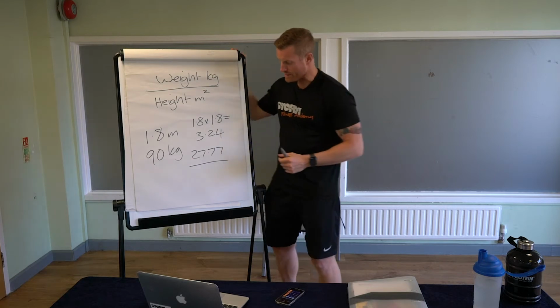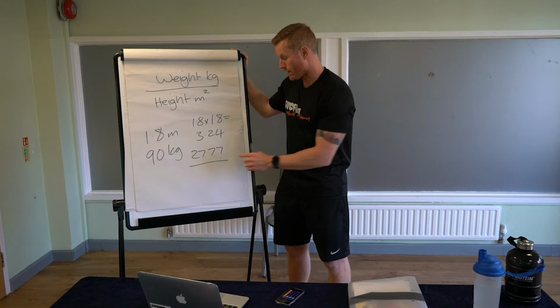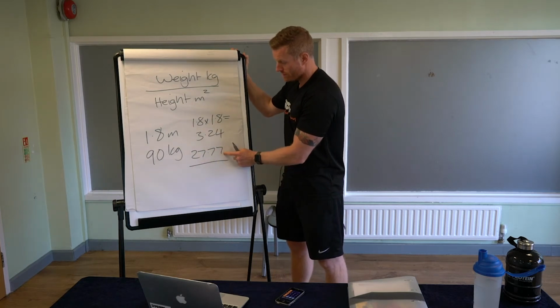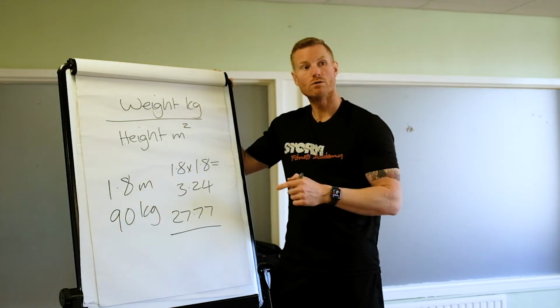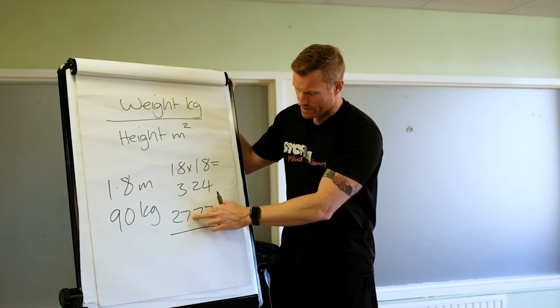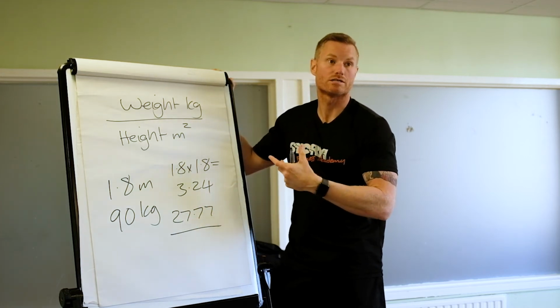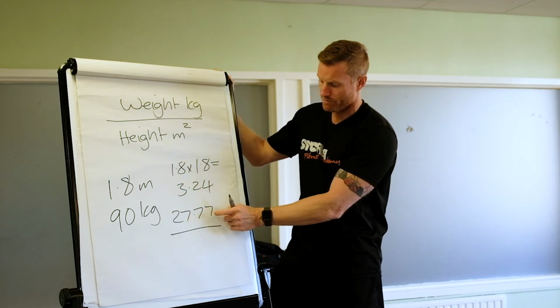Now, to categorize that, between 25 and 30 is overweight. So this would suggest that this client is overweight. If it was 30 or more, they would be obese. But to get this client down to what we suggest is an optimal or ideal weight, we need to get this down to below 25.